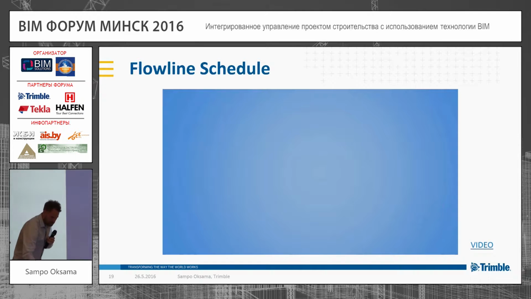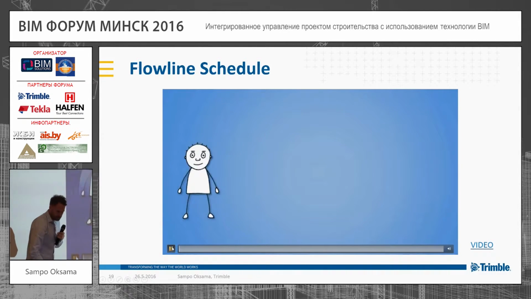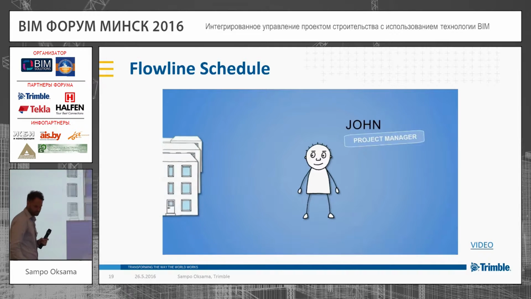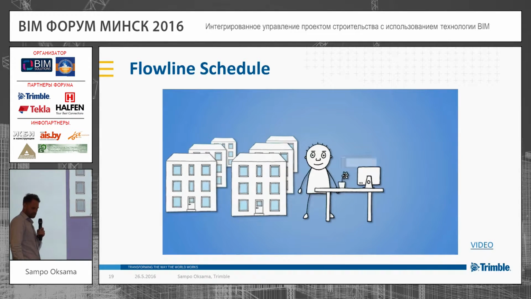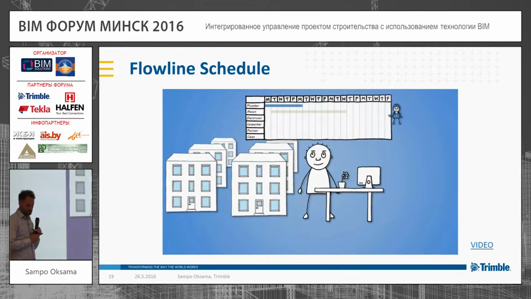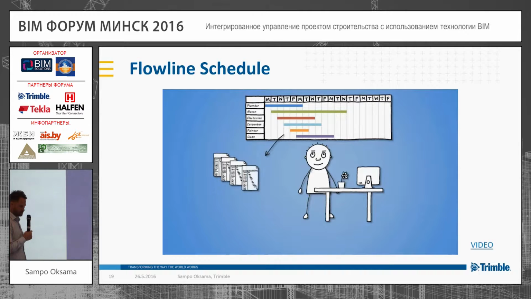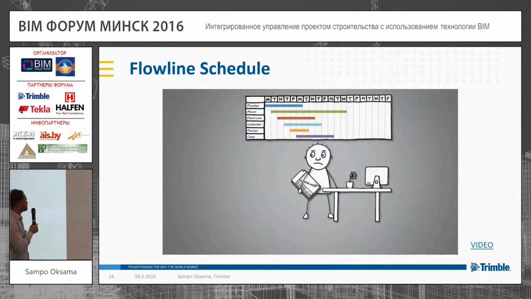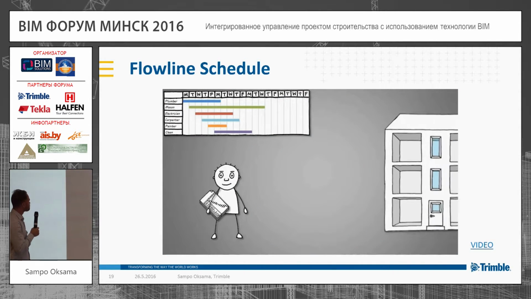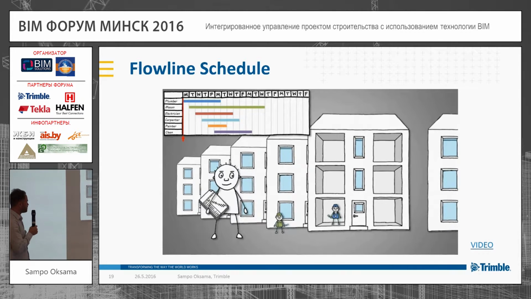So this is a simple cartoon that explains how the flow line works and what the difference is with a Gantt chart. We have a project manager, and he has many subcontractors and tasks on this project, and he's using the normal traditional Gantt chart scheduling. So let's see what happens.